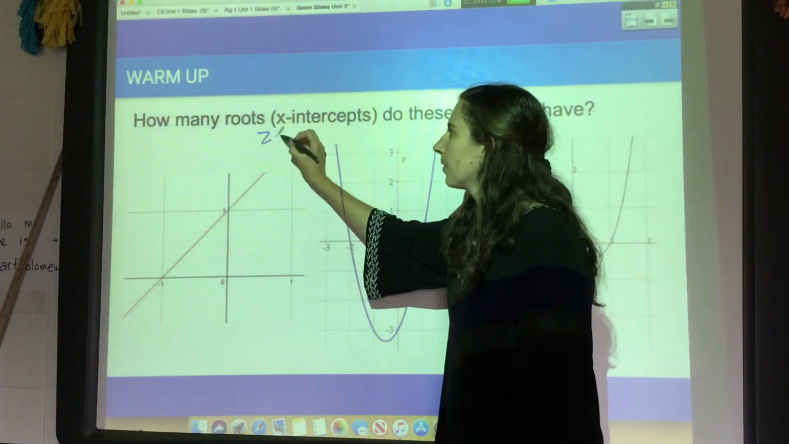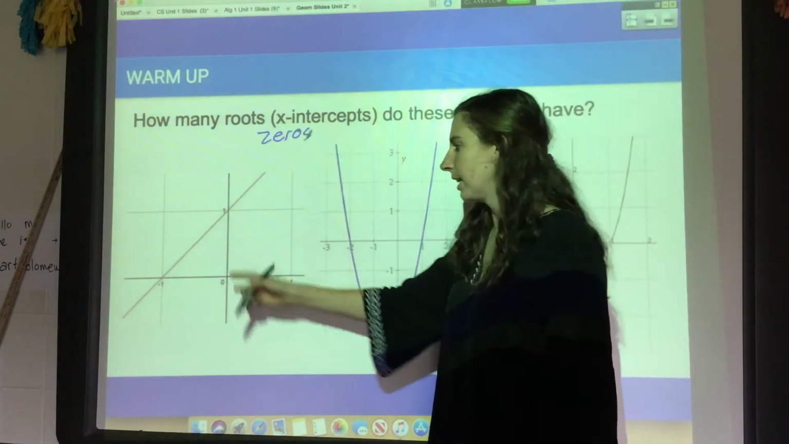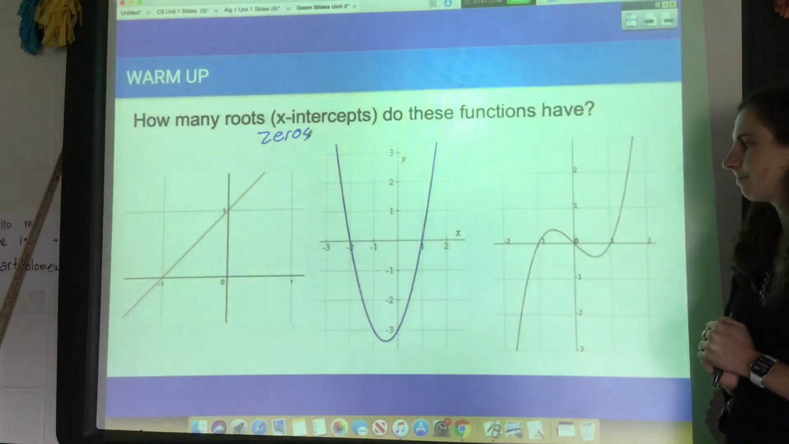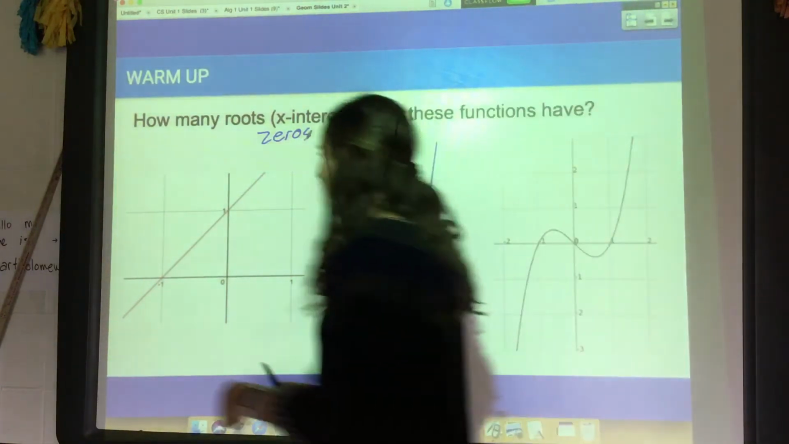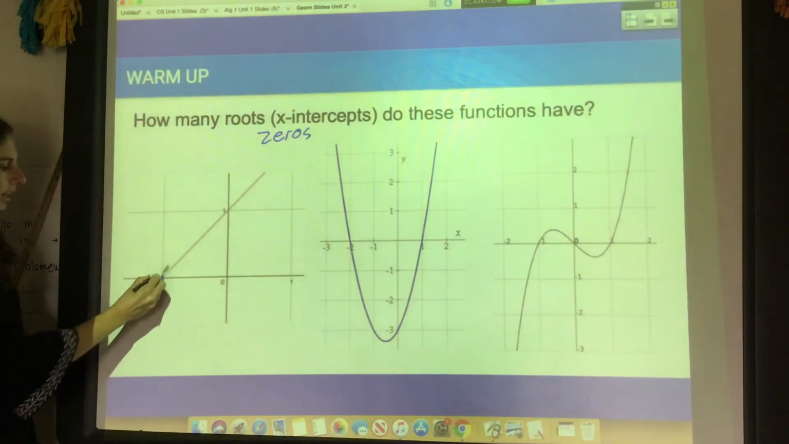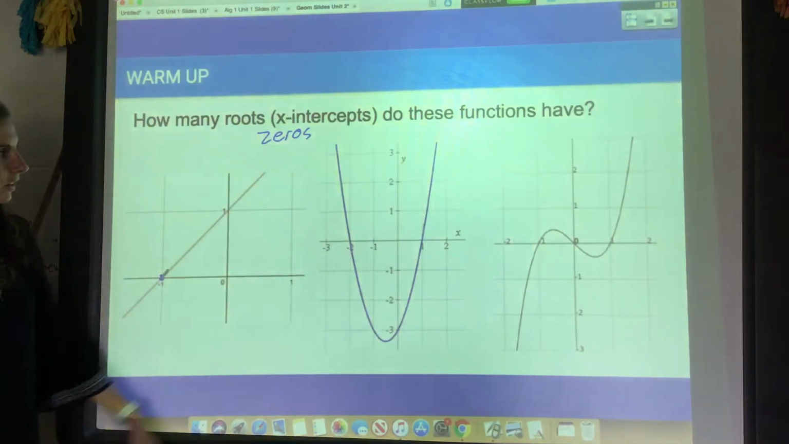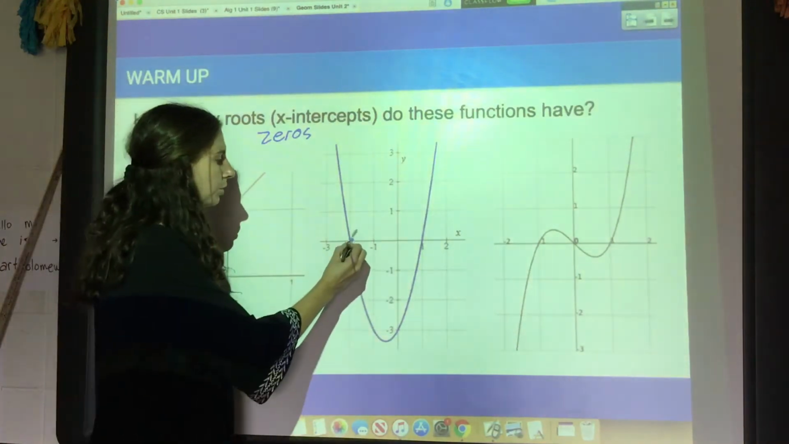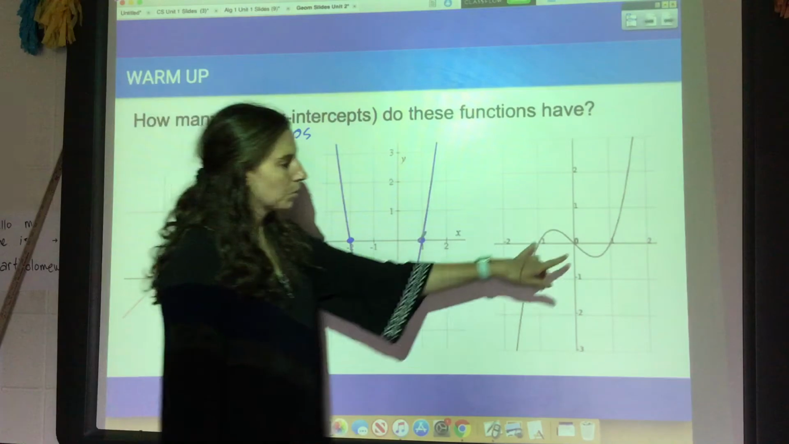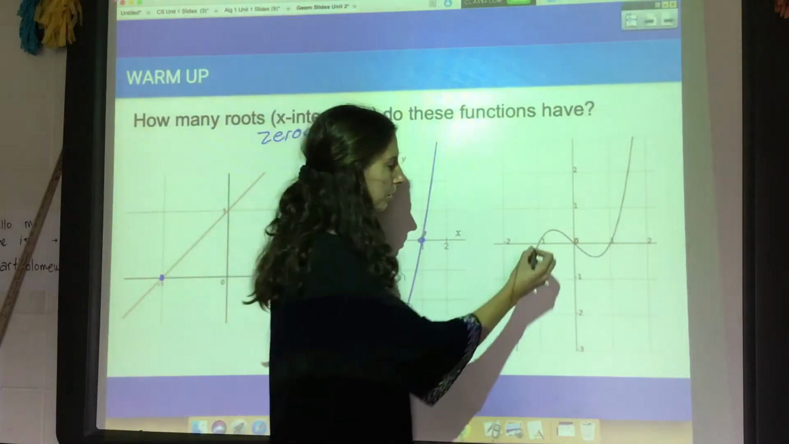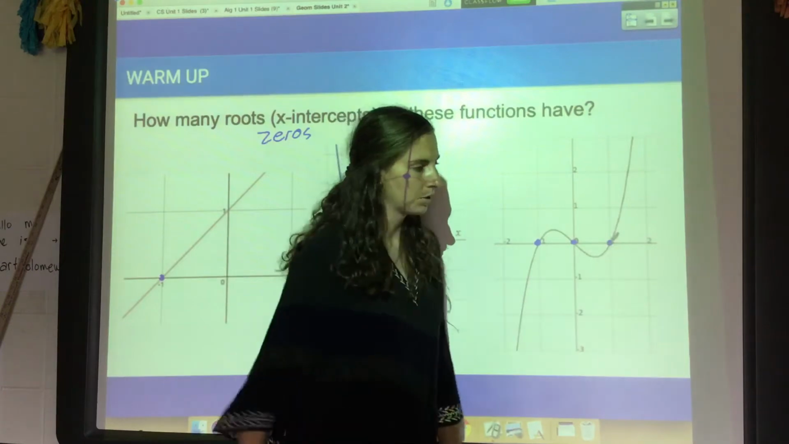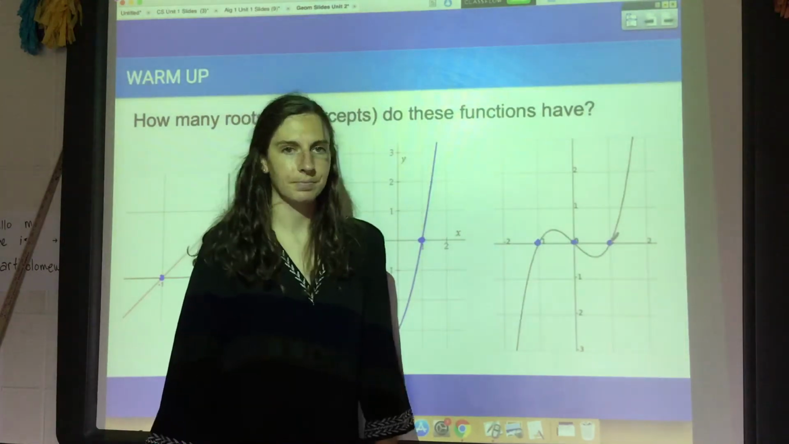zeros, because it's where it hits zero. So, how many roots do these functions have? This first line only has one root, right here, where it hits the x-axis. This one right here has two roots, one there and one there. This one right here has three roots, or three solutions, or three x-intercepts, or three zeros, here, here, and here.